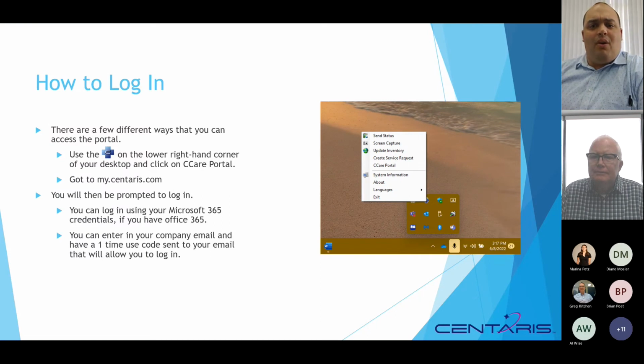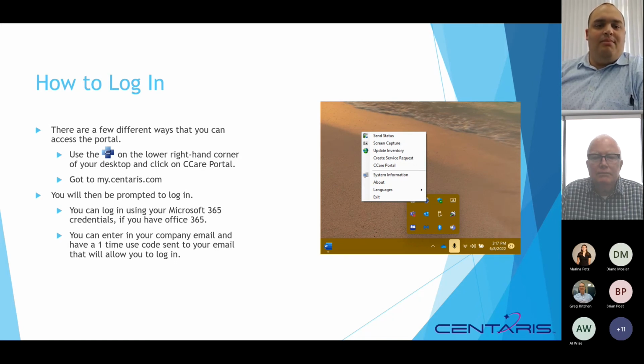So to start, how do you log into this portal? There are a few different ways. You can either access it by clicking on the CCare icon in the lower right-hand corner of your desktop, or you can go to my.centaris.com. Through the CCare icon, you just click on Create Service Request or CCare Portal. Both will take you there.